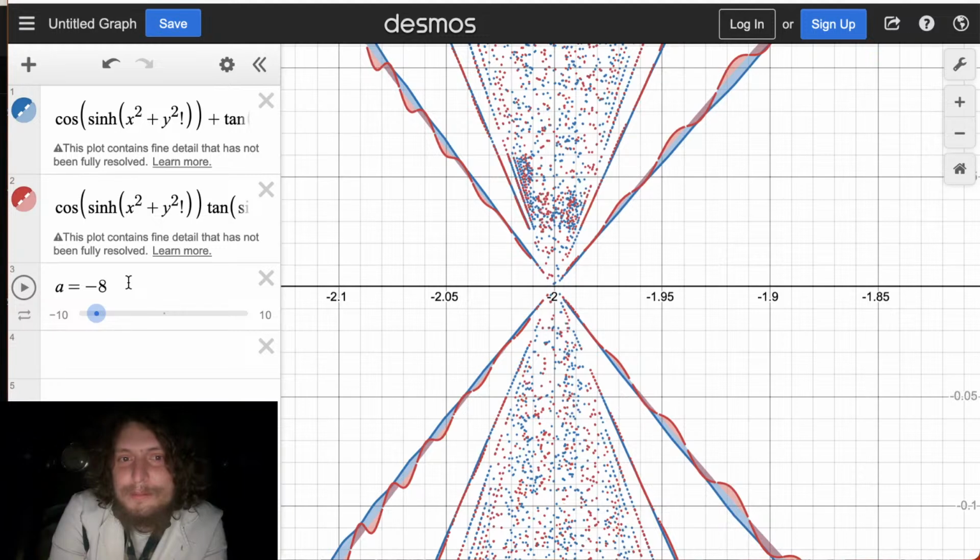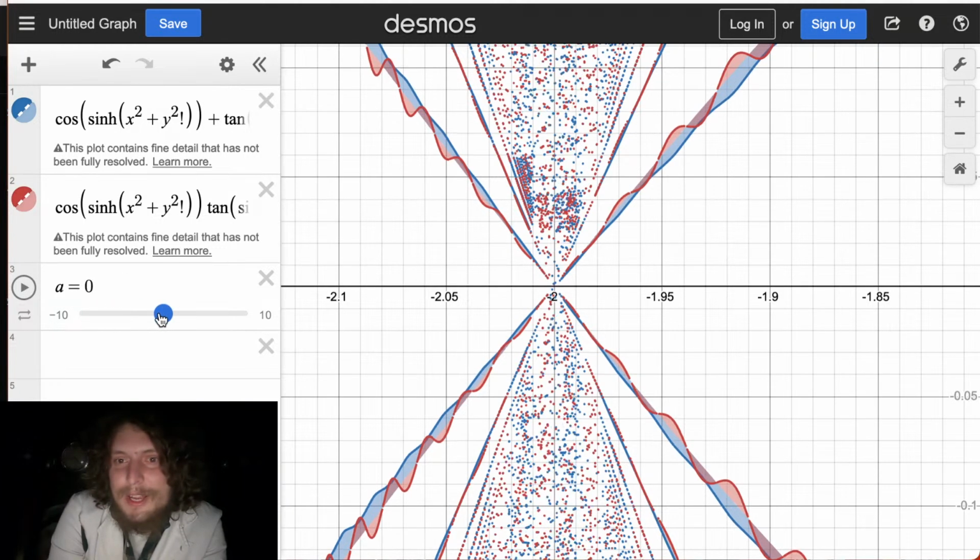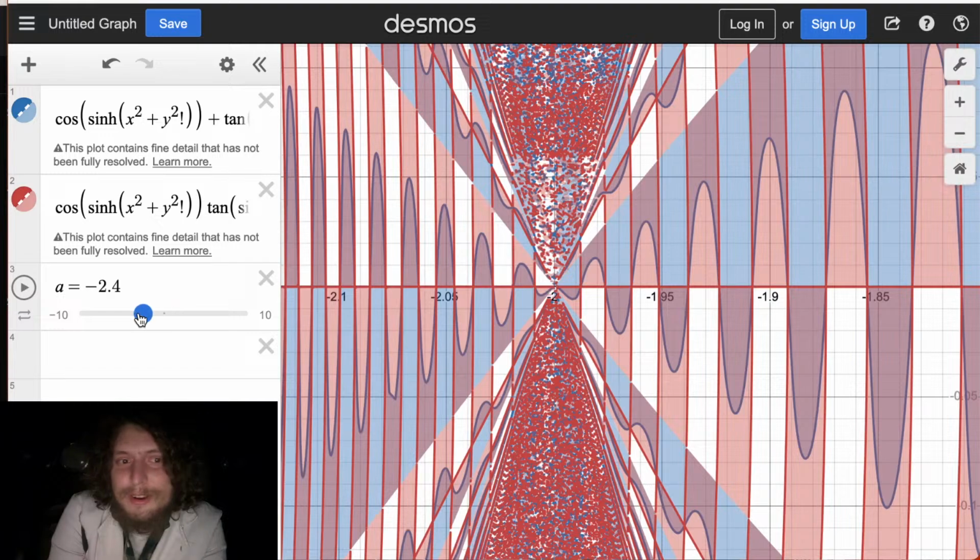Now, this is like the most boring state when we're at hypernegative. Coming back, we get some of our weirder combos again.